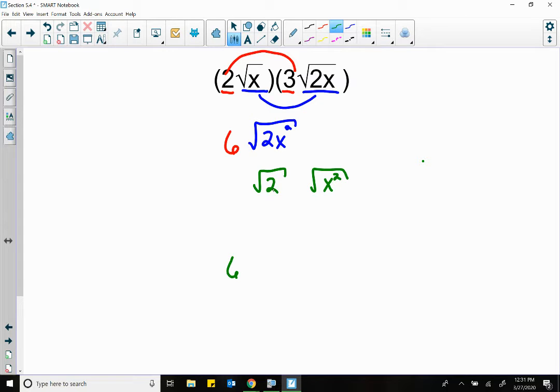This is a bad child. It's not a perfect square, so there's no breaking that down. It's just got to stay. Now over here, the square root and the square actually take each other out, because remember that from 5.1. So we have an x that escapes there.